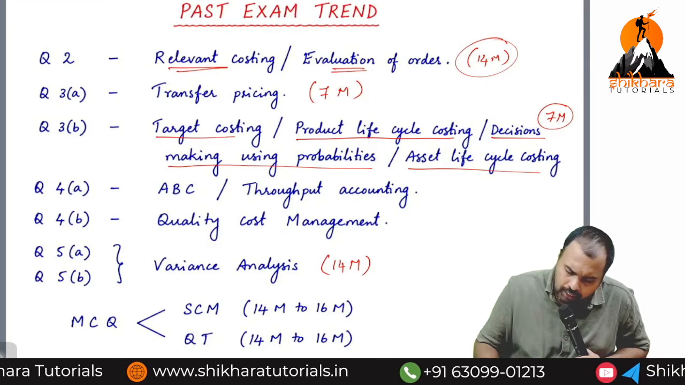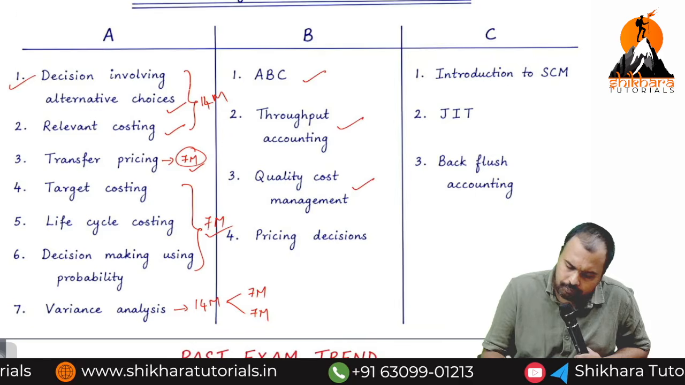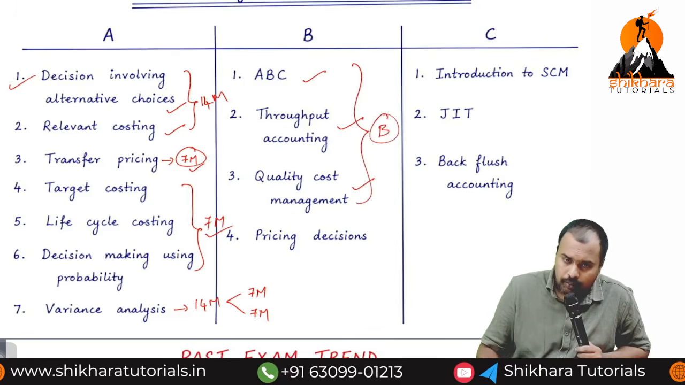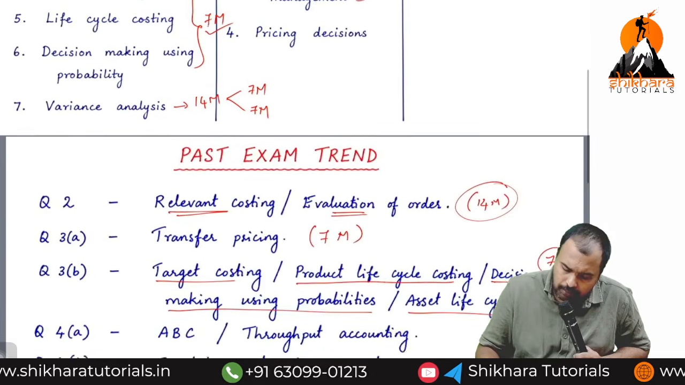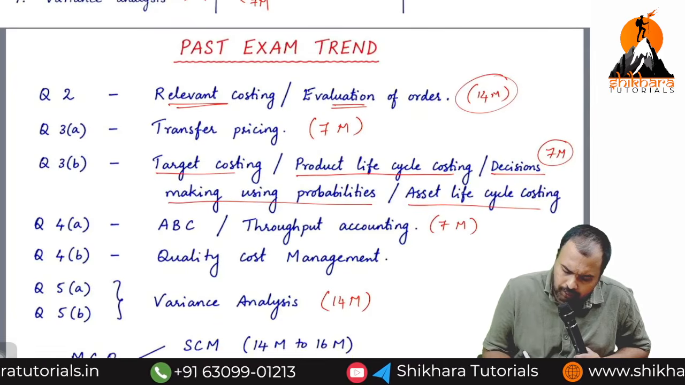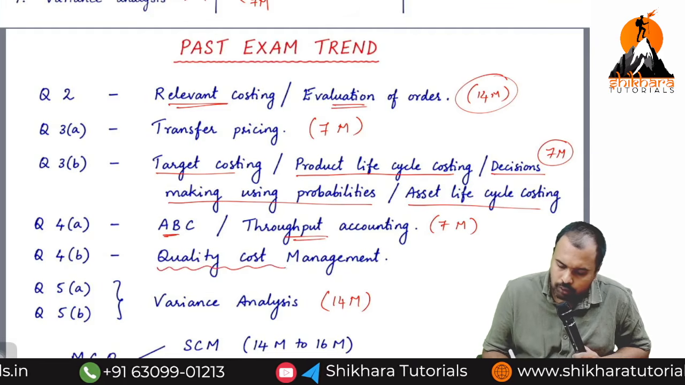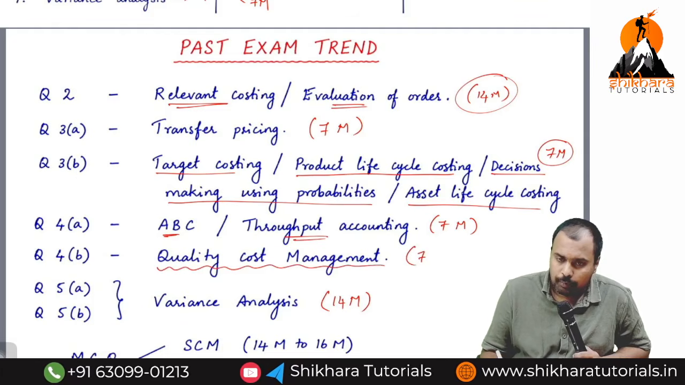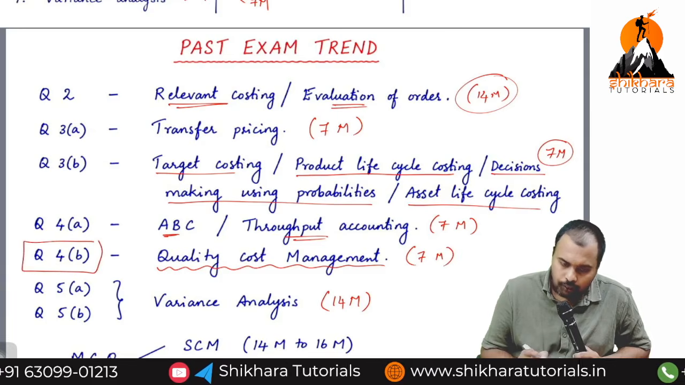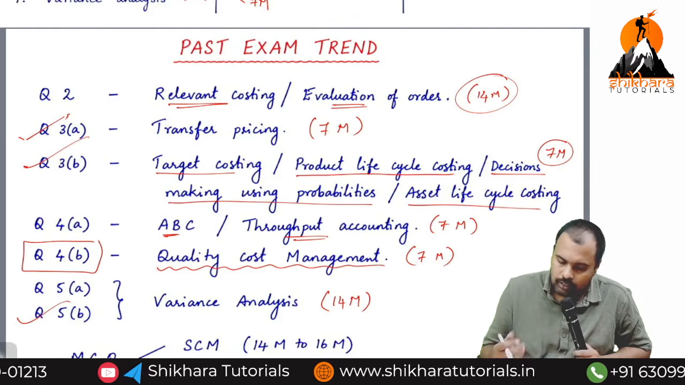So why have I taken ABC, throughput, and quality cost management under B category? The reason is that for 4A you are going to get a 7 marks question from ABC and throughput accounting, which are very easy. But for 4B you are going to get quality cost management, and it's a very lengthy theory chapter, so by the time you complete 4B, you can revise these 3 topics. So my suggestion is not to go with this one.